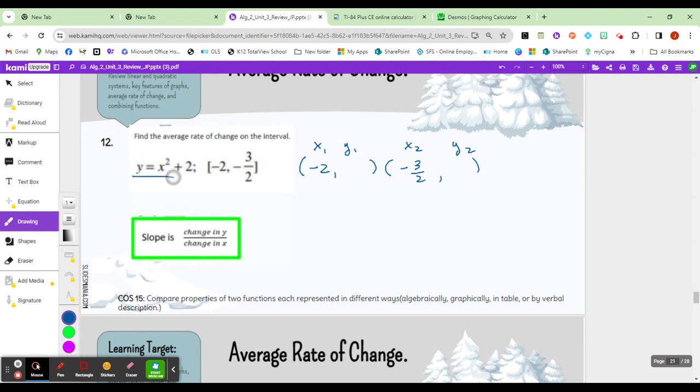Into this equation, I'm going to plug in my -2. So y equals (-2) squared plus 2. That's 4 plus 2, which gives me 6. Then I'm going to plug in -3/2 and add 2. I'm probably just going to do that on my calculator. I'm going to change 3/2 to 1.5, so that's -1.5 times -1.5 plus 2, which gives me 4.25.